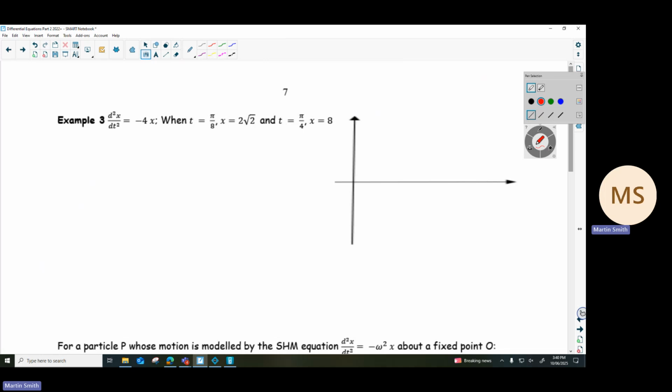Example 3, again, a similar one. This one's going to get a bit more complicated, as we'll see in just a second. So d2x by dt squared is minus 4x. And we've got various boundary conditions. Worry about that again. So again, as before, this gives d2x by dt squared plus 4x is equal to 0.